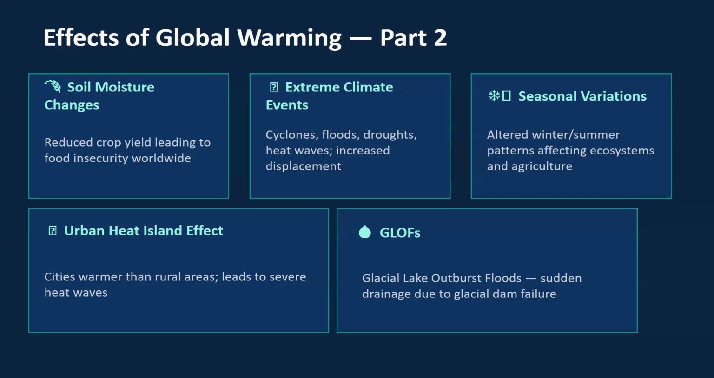Then we can see seasonal variations like altered winter or summer patterns affecting ecosystems and agriculture. Then the urban heat island effect: cities are warmer than rural areas, which leads to severe heat waves. Then the last thing is GLOF. GLOF is glacial lake outburst floods, which is sudden drainage due to glacial dam failure.